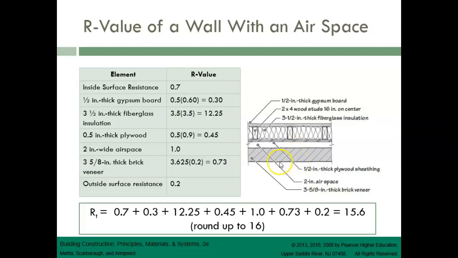Our outside air film is at 0.2. If we add all of these R values up, we'll end up with 15.6. Since we're at 15.6, we have to round this up to 16. So our R value of this assembly is going to be R16.